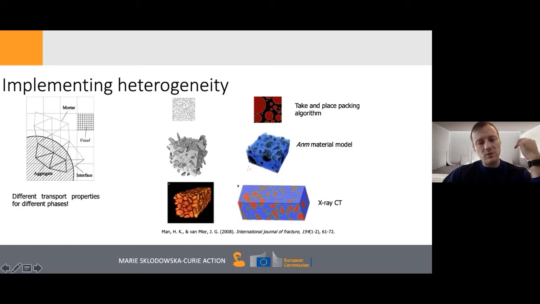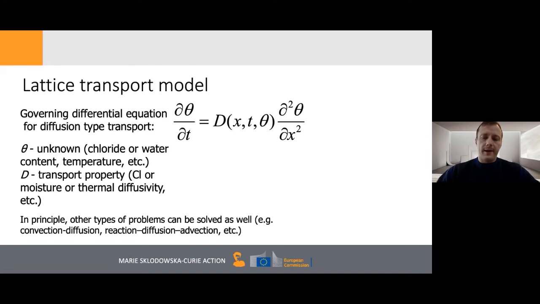So the simplest way we do that is, the elements that are within an aggregate particle, we assign with properties of an aggregate. Elements that are within the mortar matrix, we assign them with properties of a mortar. And elements that are in between, we call them the interface elements, we assign them with properties of the interface. So by simply assigning different transport properties to different elements, we are able to simulate the multi-phase nature of our material. And then we have the properties, we have the material structure.